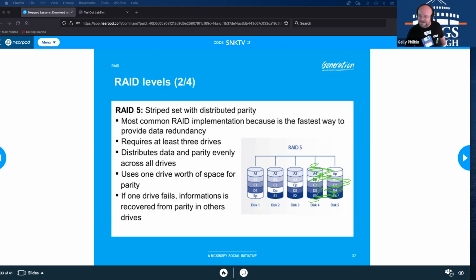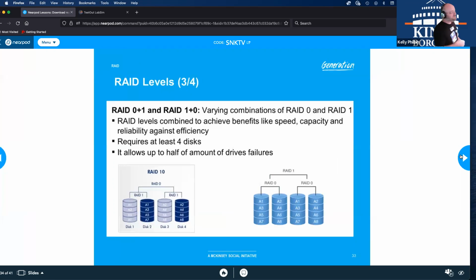All right, let me erase that. So the next one, which is the last one you really need to worry about, is basically a combination of RAID 0 and RAID 1. It's like a hybrid. They either call it RAID 10, which is 1 plus 0, or they call it 0 plus 1. Its nickname is either a mirror of stripes or a stripe of mirrors.